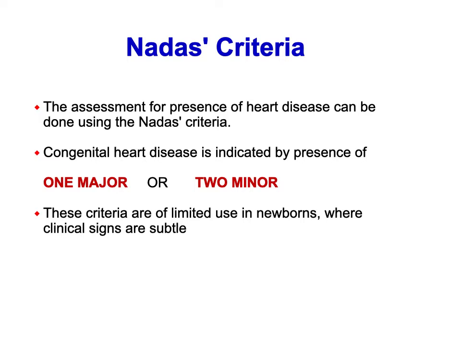And you know about your Jones criteria, which are used for diagnosis of rheumatic fever, that we will be discussing in following classes. So here, one major and two minor criteria are used for diagnosis of congenital heart disease, this is Nadas criteria, and we need to know what these criteria actually mean. Let us go to the next slide.